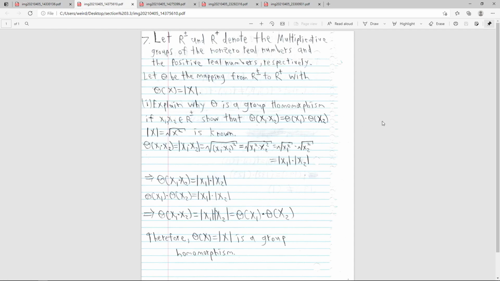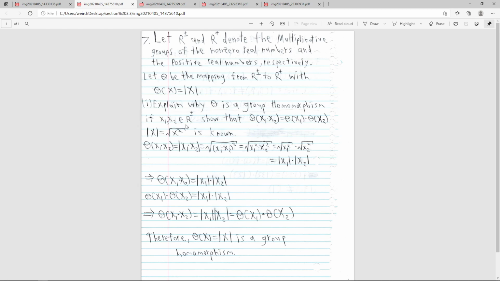But okay, let R plus-minus and R plus denote the multiplicative groups of the non-zero real numbers and the positive real numbers respectively. Let zeta be the mapping from R plus-minus to R plus, with zeta of x equals the absolute value of x. So the function is very simple, like we've done this before in the previous section, the absolute value function. So explain why zeta is a group homomorphism.